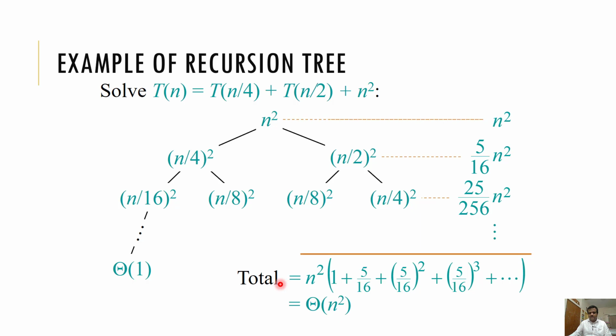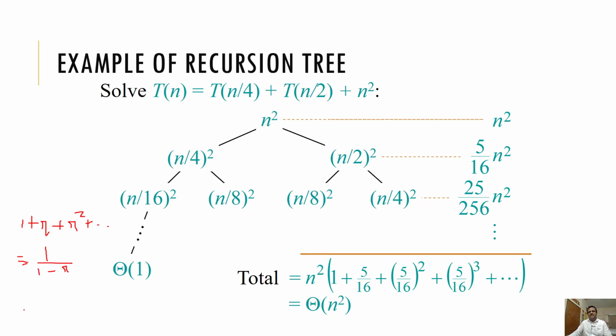So this is the time for this n square. If you sum all this, n square we take common, and this is basically a geometric series, 1 plus r plus r square and so on. It's up to a finite term, but if you make it infinite, this is less than or equal to that. The sum, if r is less than 1, is 1/(1 minus r).